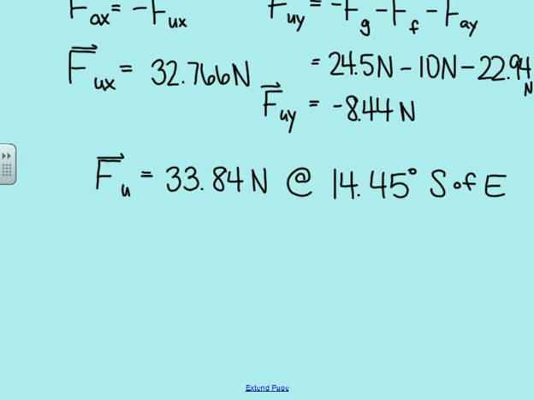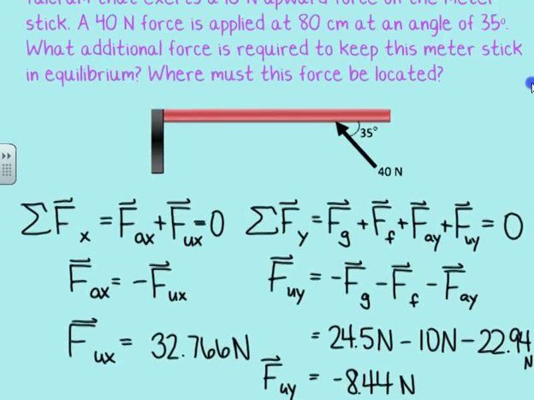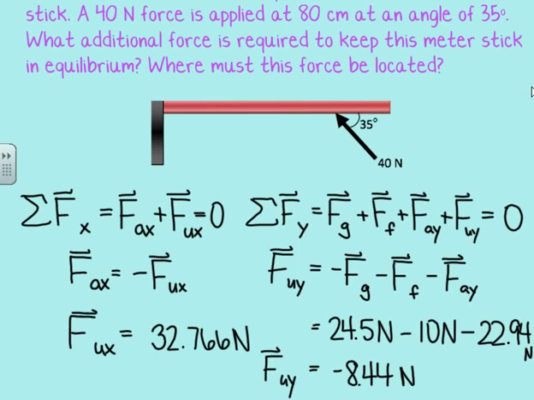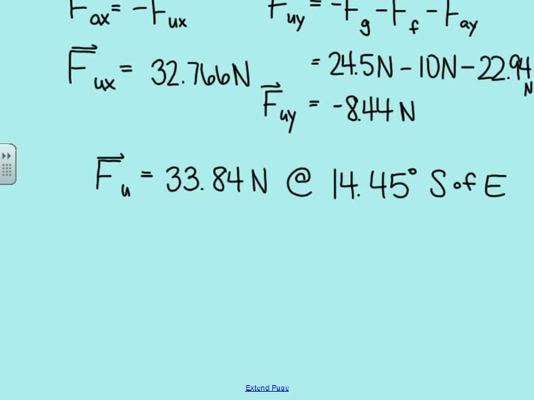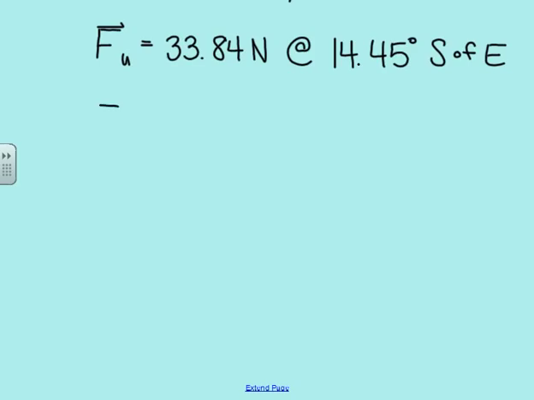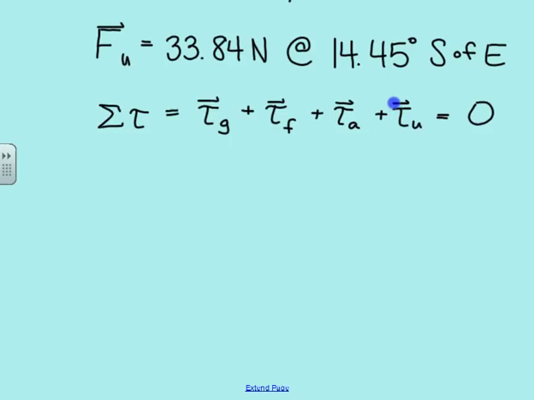We have now accomplished half of what this problem asked us to do. We found what the additional force was, but we don't know where this force must be located. To determine that, we need to use net torque equations. Again, for this object to be in equilibrium, net torque must be equal to 0. Well, we have four forces possibly causing a torque here: the torque from the force of gravity, the torque from the force of the fulcrum, the torque from the applied force, and the torque from our unknown force. Those all added together have to be equal to 0.